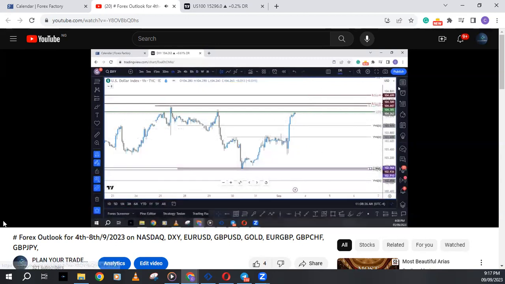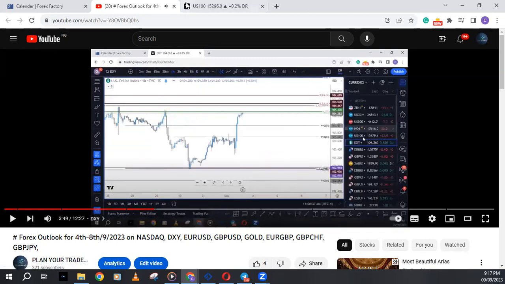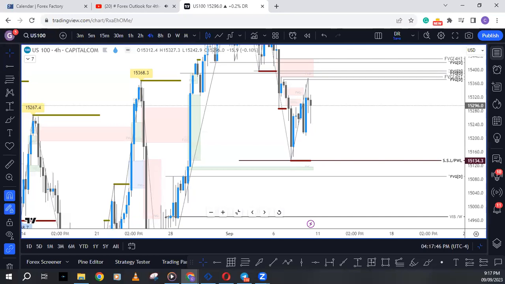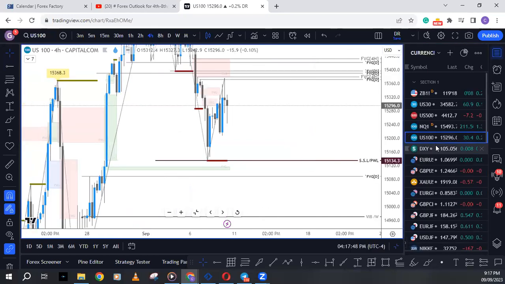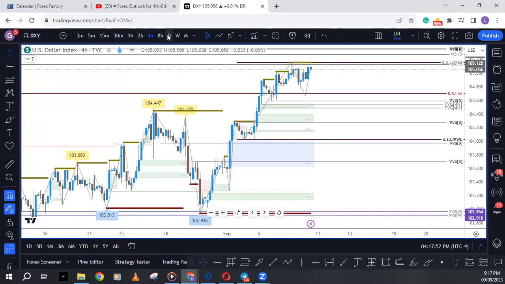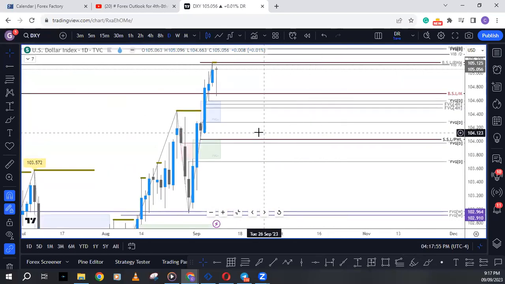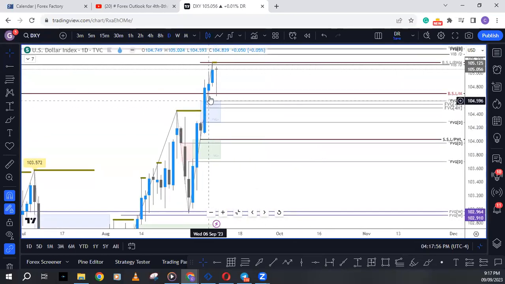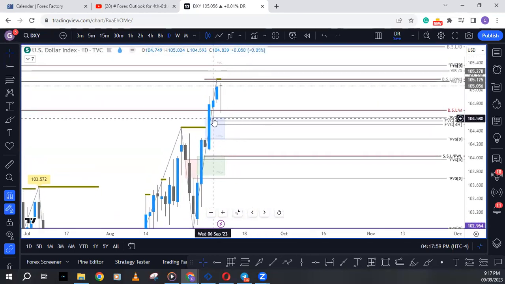If we go to the dollar index, I think that basically played out, but the price didn't drop to this fair value gap here. It just didn't drop to the fair value gap, like I was saying.